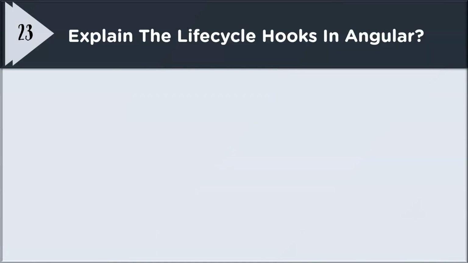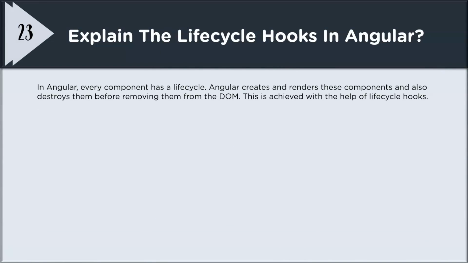Moving on to the most commonly asked question, explain the lifecycle hooks in Angular. As discussed earlier, every component in Angular has a lifecycle. Angular creates and renders these components and also destroys them before removing them from the document object model. It is achieved with the help of these lifecycle hooks. Now let's have a look at them.